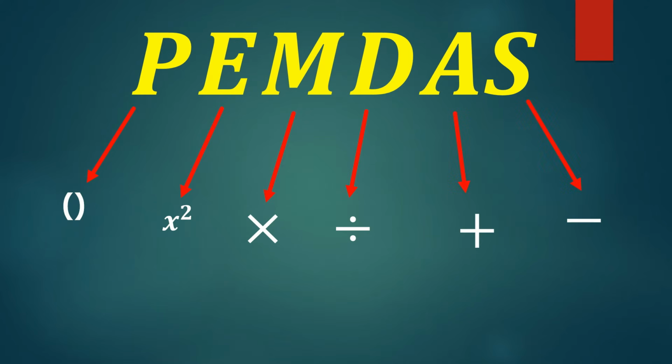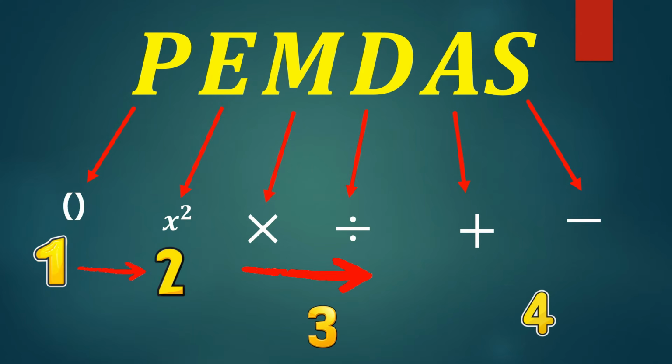In the PEMDAS rule, P stands for parentheses, E stands for exponents, M and D stand for multiplication and division, and A and S stand for addition and subtraction. According to PEMDAS, we first handle parentheses, then exponents, then multiplication and division from left to right, and finally, addition and subtraction from left to right.